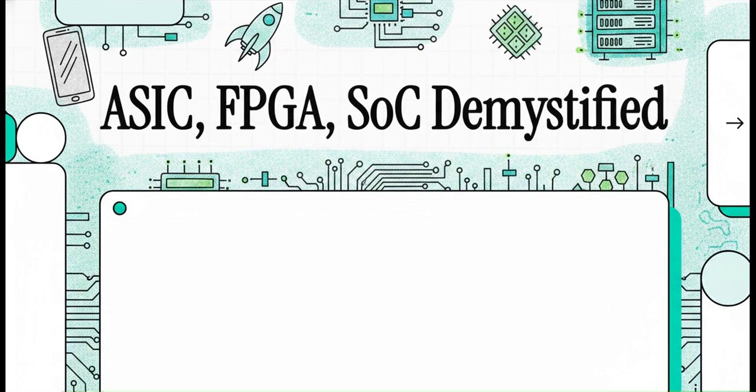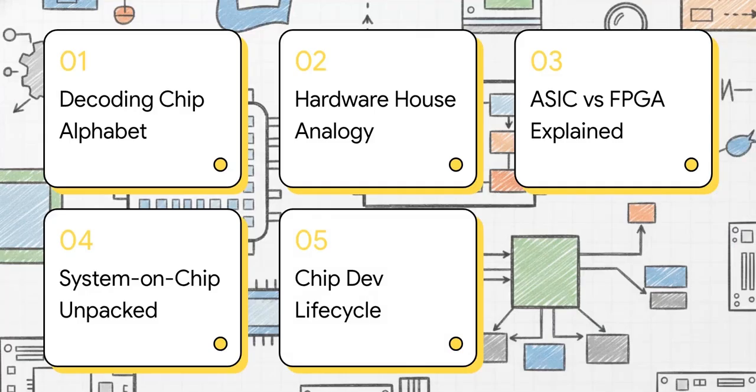Okay, let's dive into this. So, here is our roadmap for today. We'll start by decoding the chip alphabet. Then, we'll look at the hardware house analogy to ground things. Next, ASIC versus FPGA explained. After that, we'll get into the system-on-chip unpacked, and finally, wrap up with the chip development lifecycle.